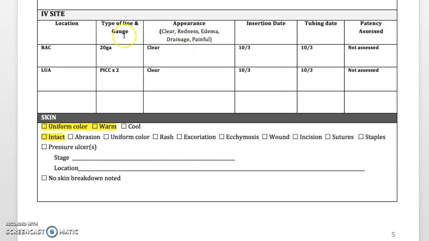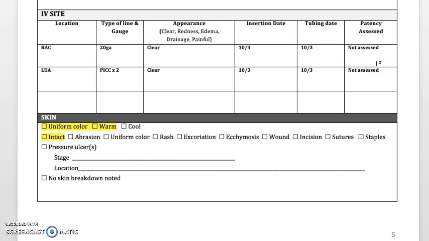For IV site, you can document where it's located in the right AC, what the IV site was. Was it a 20 gauge, 22 gauge? Did you see any drainage? Was it painful? Sometimes we can find the insertion and tubing date. Sometimes we can't, so just let me know and I can help you find those. We are not going to be assessing our IVs as far as their patency.